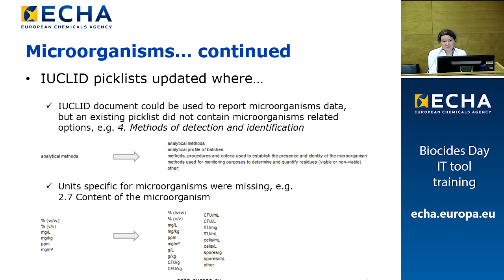Also, we have updated pick lists in the endpoint study records, mostly for microorganisms, but also for other purposes. A good example here is analytical methods. We previously only had the possibility to select the endpoint analytical methods. Now we can, for example, select analytical profile of batches, and we can also select the "other", which is the open option. And we added a lot of microorganism units.